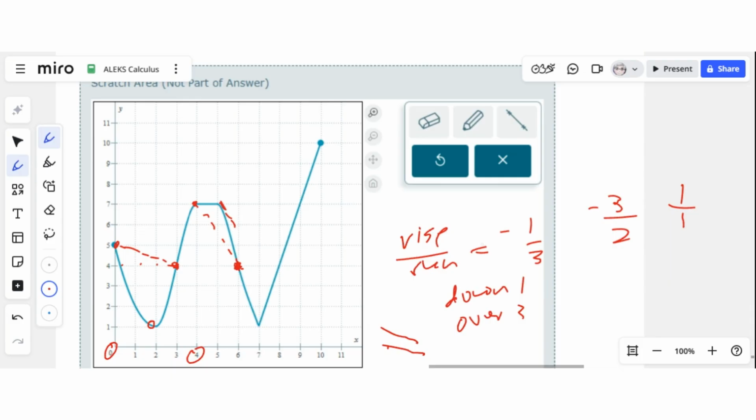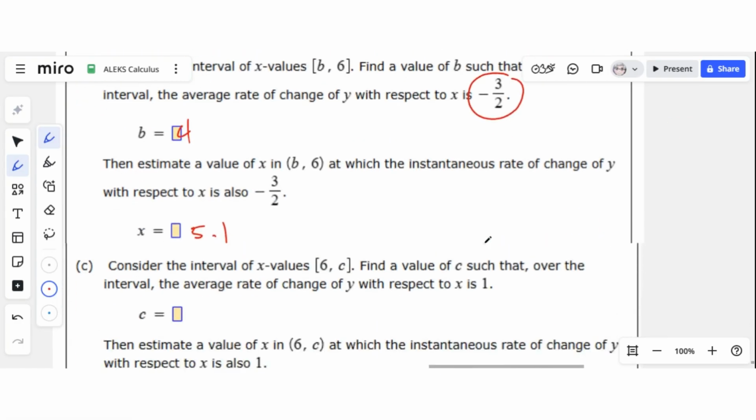So I'm just going to keep doing that. Up 1 over 1, up 1 over 1, up 1 over 1. Aha, and I ended up there. So if we chose this interval from 6 to 9, that function would have an average rate of change of 1. So we'll put that in there. There's 9.